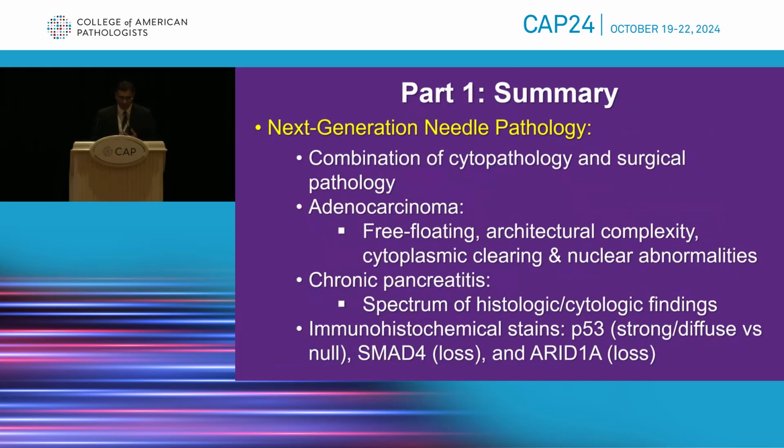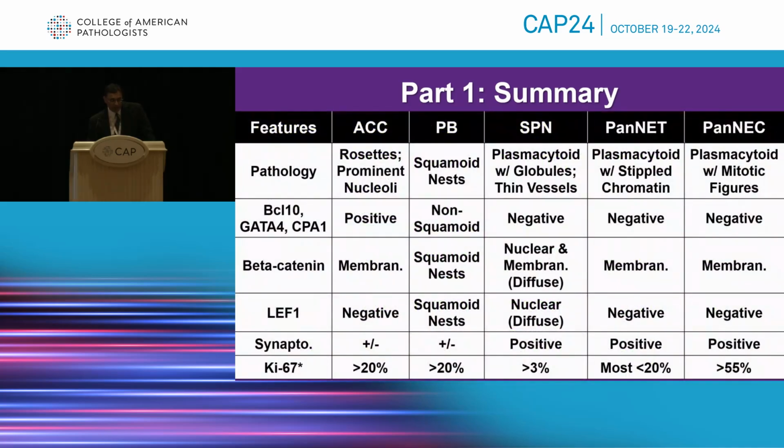And to recap what we've already talked about, with these needles themselves and understanding the morphology, you have to utilize what we understand from the surgical pathology, not just the cytopathology. And the tissue yields themselves make it amenable to doing immunohistochemical stains like P53, SMAD4, ARID1A, very helpful in general in making the diagnosis.